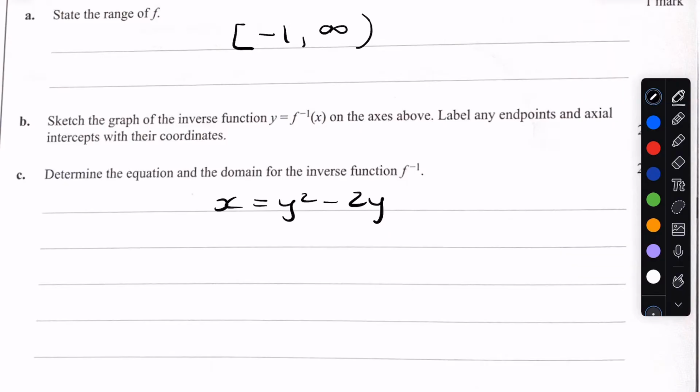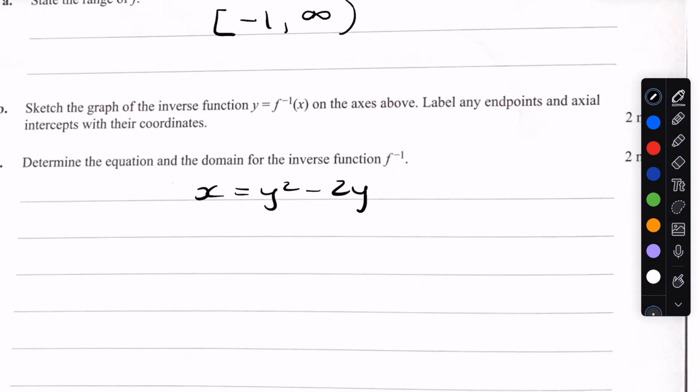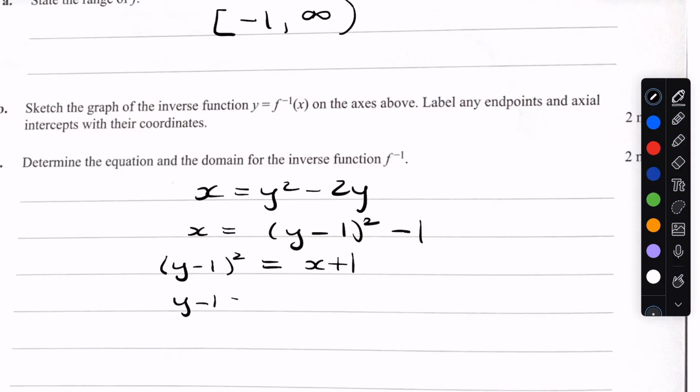Now you probably want to complete the square here. So you're going to have y minus 1 all squared, and then you need to subtract, so this is y squared minus 2y plus 1, so you just need to subtract 1. So y minus 1 all squared is equal to x plus 1. y minus 1 is equal to plus or minus the square root of x plus 1, so y is equal to 1 plus or minus the square root of x plus 1.